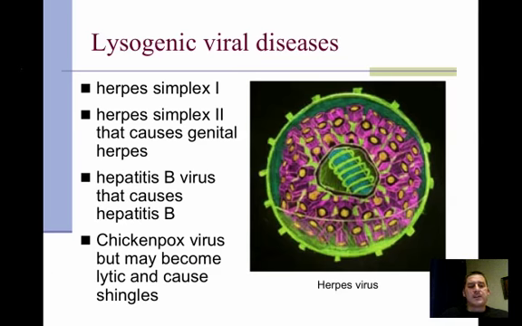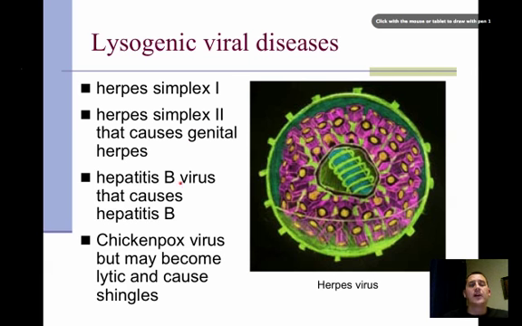Here's an example of a few lysogenic viral diseases. There's herpes simplex 1 and herpes simplex 2. Herpes simplex 1 is simply cold sores on your mouth, as opposed to herpes simplex 2, which causes genital warts. So these genital warts come and go in phases. They're not permanently seen on the skin. You permanently have herpes once you get it, but you don't always have the outbreaks. You don't always have cold sores, or warts on your genitals.